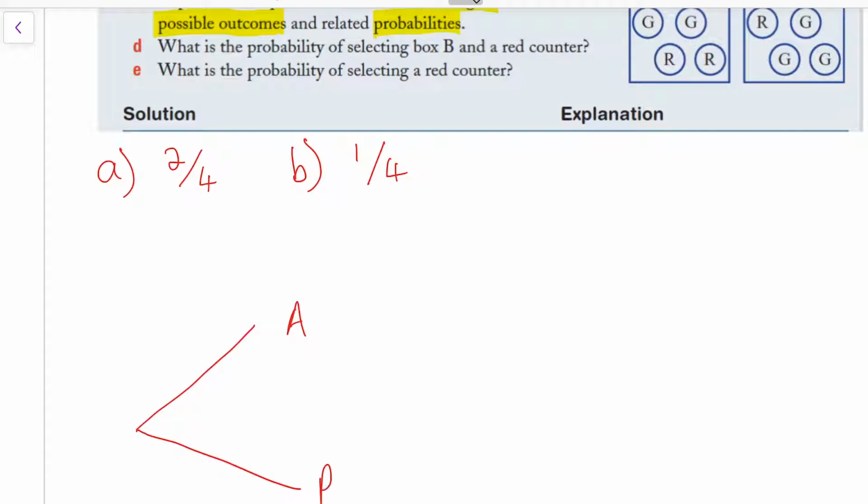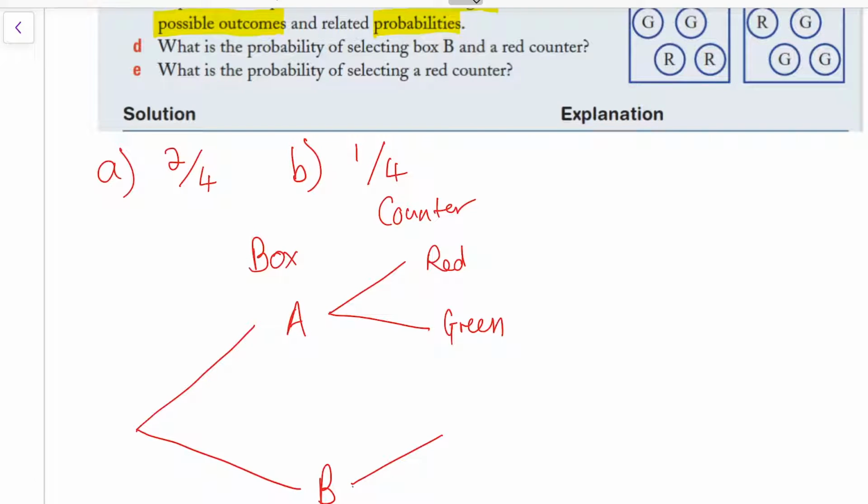We've got to first pick from either box A or box B. So that's the first option, your box. The second option becomes the counter, which is the coloured counters. So in box A, we have an option of red or green. Then for box B, we've got an option of red or green.